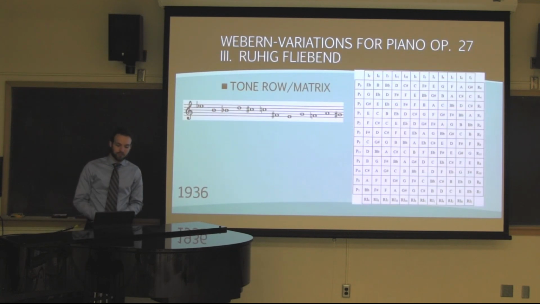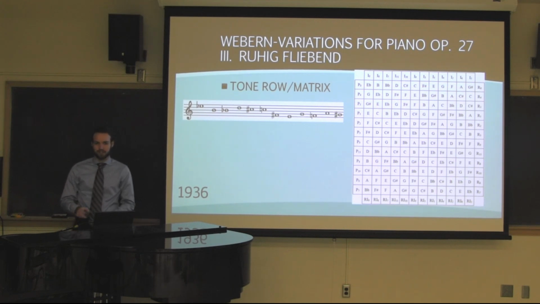The final composer is Webern, looking at his Variations for Piano, Opus 27, just the 3rd movement of this piece. Despite its title, only the 3rd movement is actually a theme and variations. The 1st movement is in ternary, and then the 2nd movement is in binary form.